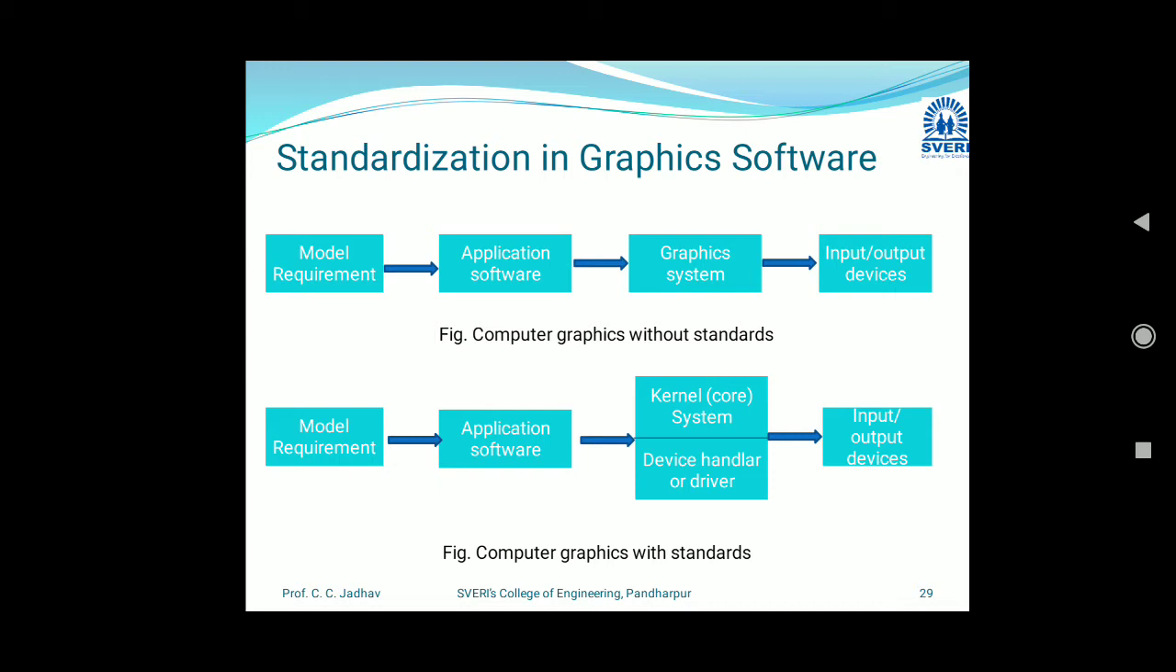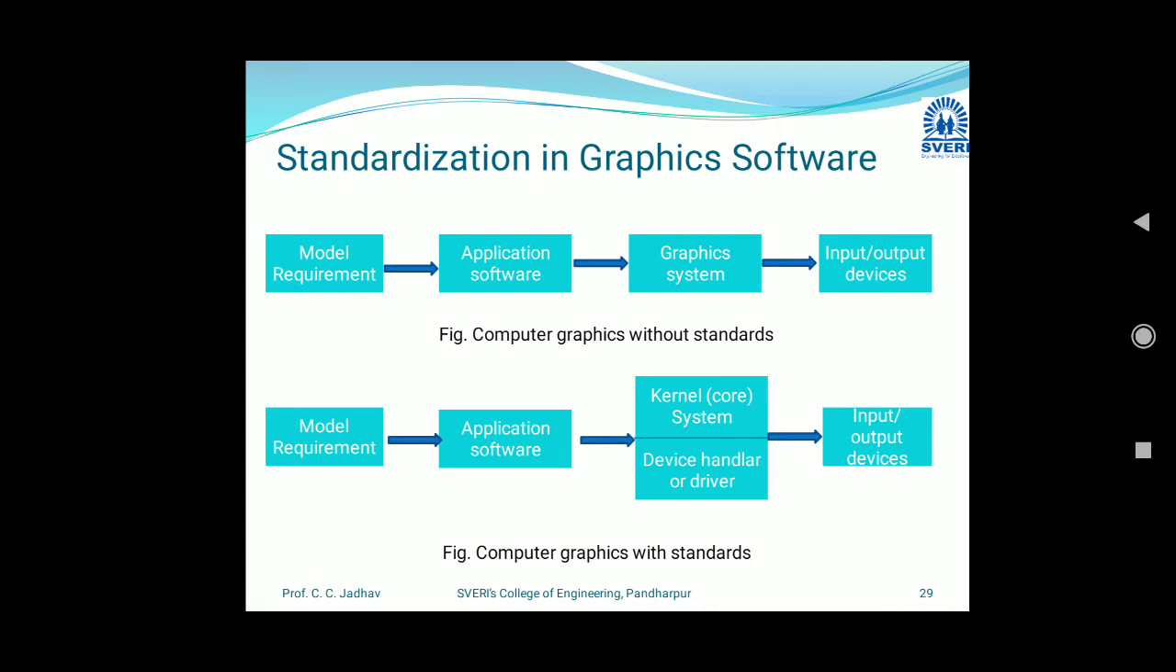In the previous lecture, we have seen homogeneous coordinate transformation, and coordinate transformation types and their examples. So today's lecture we will start the next point, that is standardization in graphics software. In that, a CAD/CAM system is an application software program supported with a graphic system, as shown in figure first.